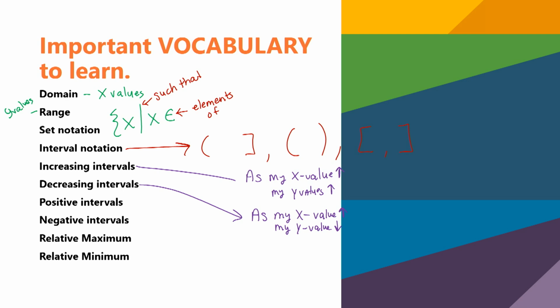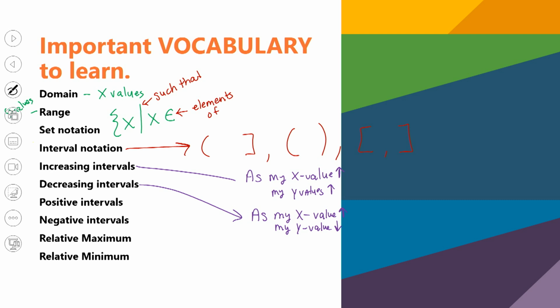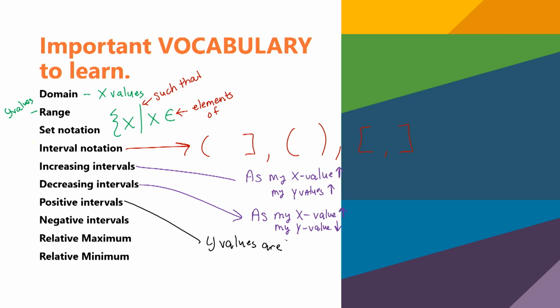Now, what do you think about a positive interval? What do you think that positive interval could be? Maybe. But a positive interval is actually meaning my y values are greater than 0. Anything greater than 0 is what it means to have a positive interval. So then if I flip that, my negative interval is when my y's are less than 0. That's what my negative interval is.